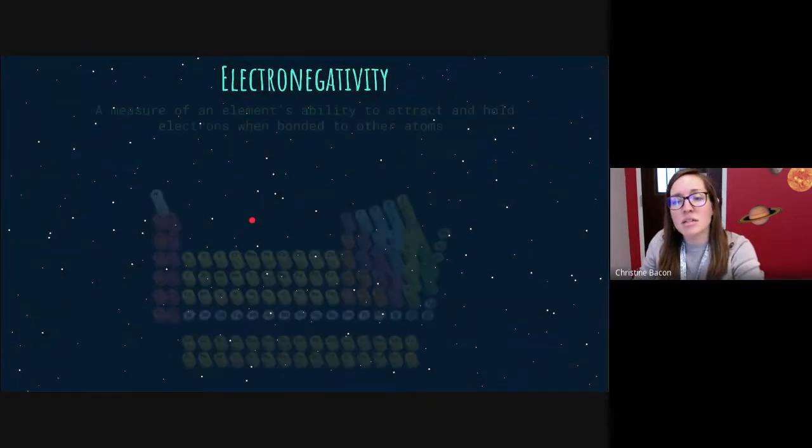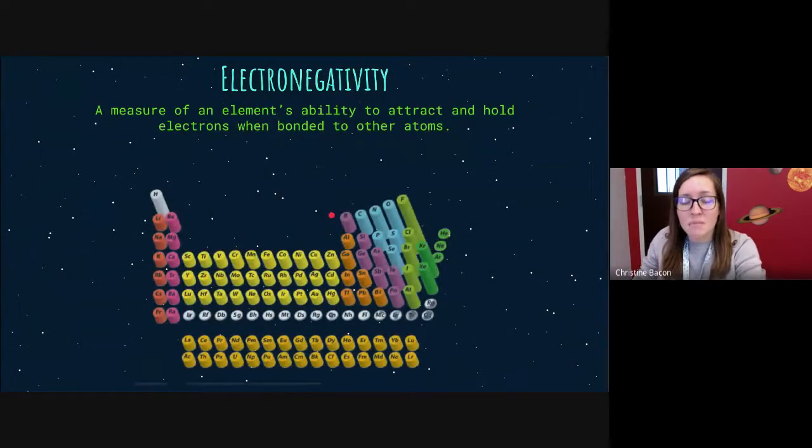Electronegativity is another way to classify the periodic table, and it's the exact opposite of atomic radius. Electronegativity is the measure of an element's ability to attract and hold electrons when bonded to other atoms. So I like to think about this, and this helped me when I was taking chemistry in college, is to think about the difference between 2 extremely fat people hugging and 2 extremely skinny people hugging, okay? That might not be socially appropriate nowadays, but it helps me with the visual, okay?